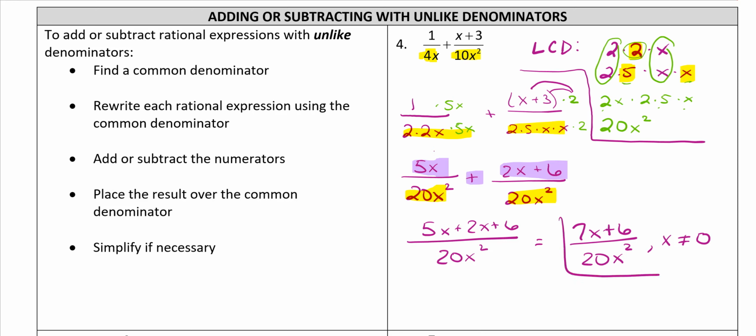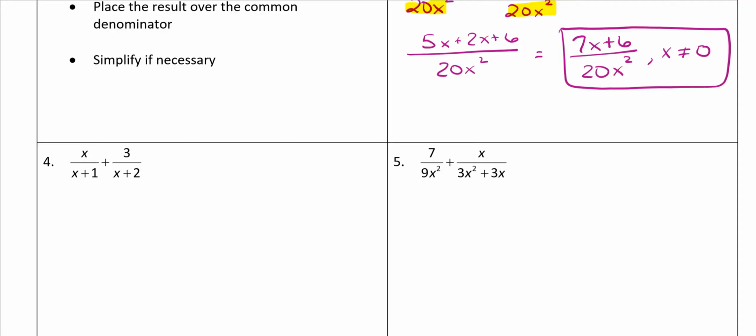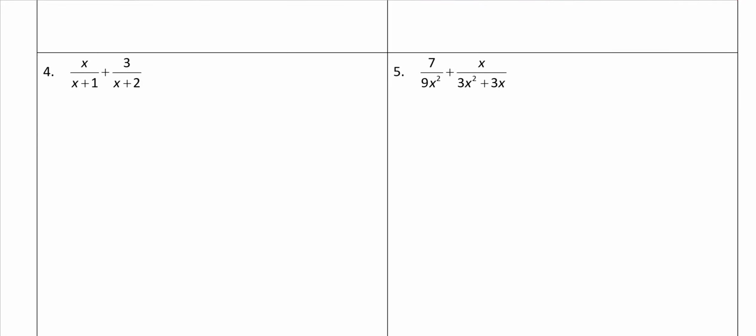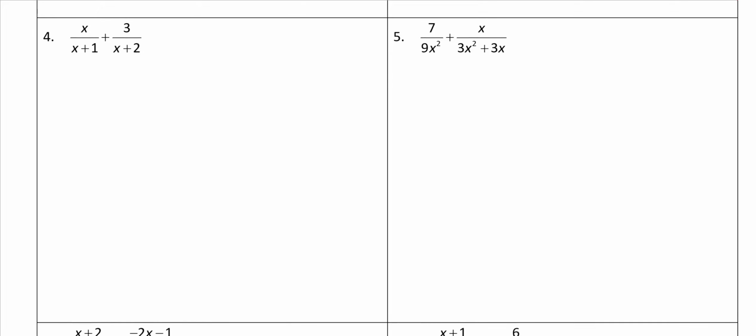And that right there would be our simplified expression. Okay, so let's try another one, number 4. So this time we have two binomials, and actually number 4 is one of the easier ones. Number 4 is a little bit more challenging because of those monomials.